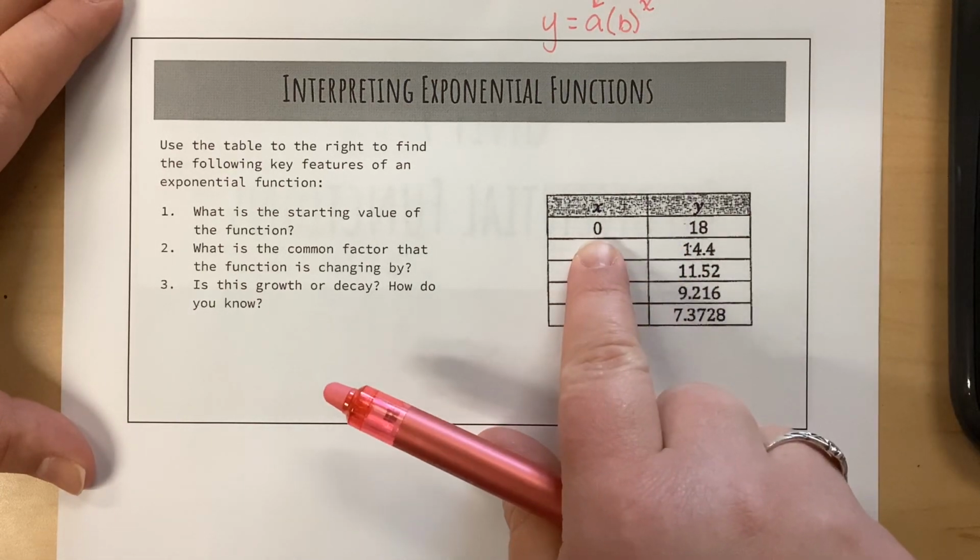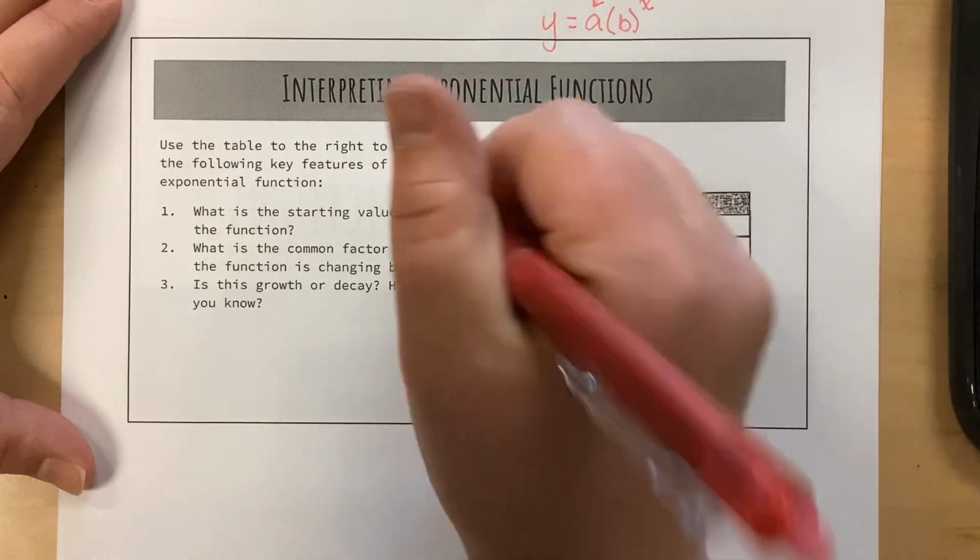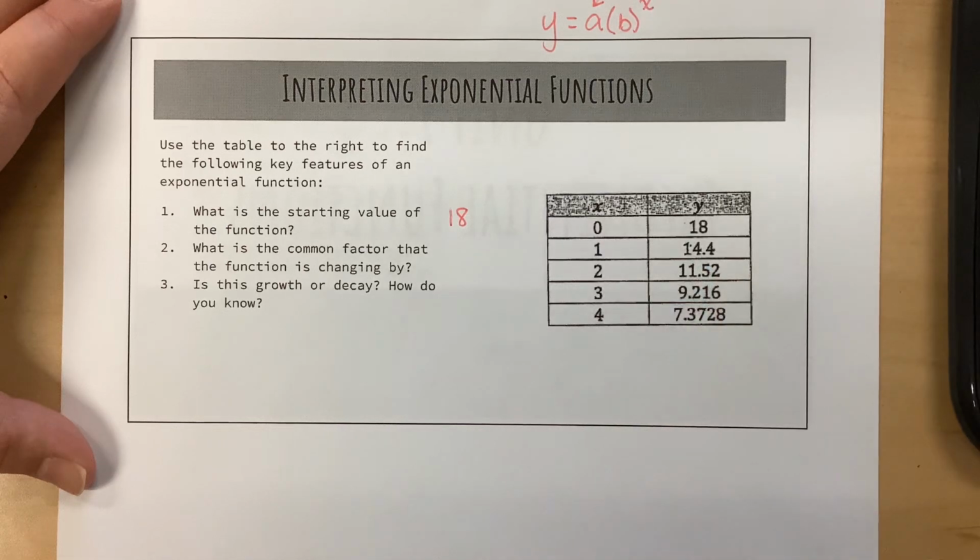So here's where x is 0. That means my starting value is 18, okay?